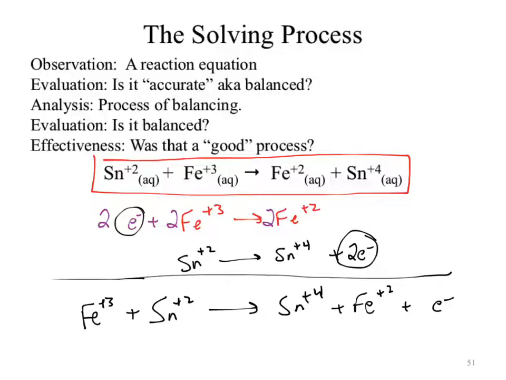How many iron 3s do I have on the reactant side? Tins? 1. Iron 2s on the product side? 2. Tin 4s? 1. And electrons? 0. Now I should check my work and verify that I did this properly. Do I have the same amount of irons on both sides? Do I have the same amount of tins? Does my charge balance? Yeah.